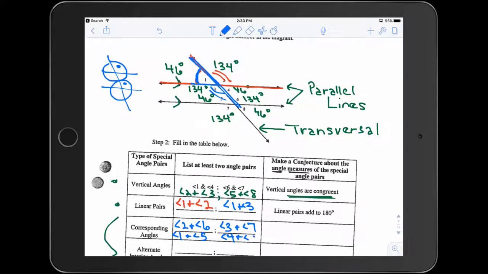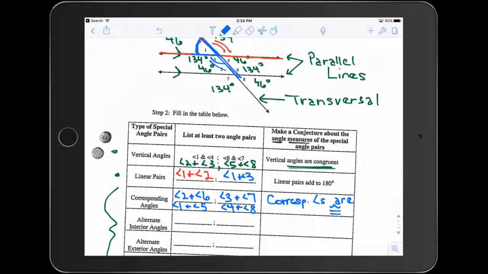Now, one thing is to list them like you did in the last note guide, but the more important thing in this note guide is to not only know the names, but understand the patterns that happen with them, with the angle measures. So if you look at angle 2 and angle 6, notice both of them are 134 degrees. Angle 3 and angle 7, they're both 134 degrees. Angle 1 and angle 5, they're both 46 degrees. So what we can say is that corresponding angles are congruent. They equal. The angle measures equal.